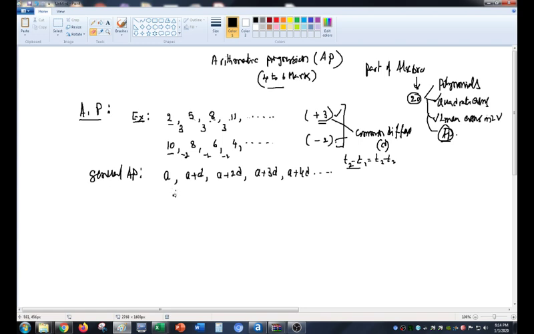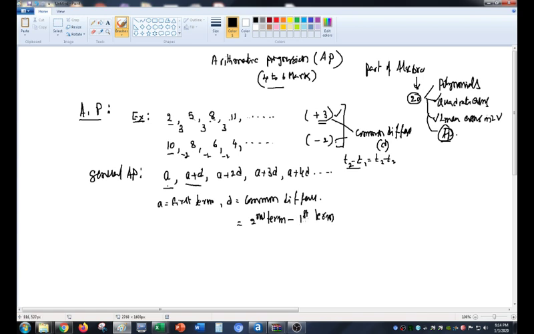So in this, you should know the terms. A we call the first term, and D we call the common difference. Okay. So how do you get the common difference? Second term minus first term: A plus D minus A. A will get cancelled, D. So the common difference we get as second term minus first term. You can use this like a formula.